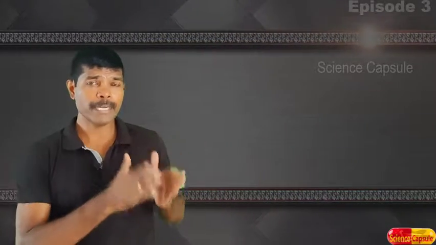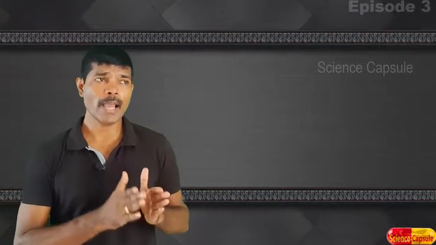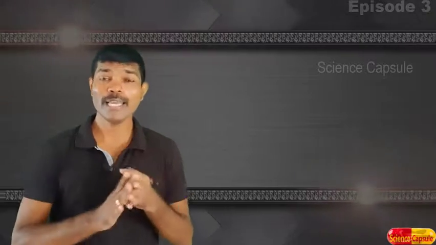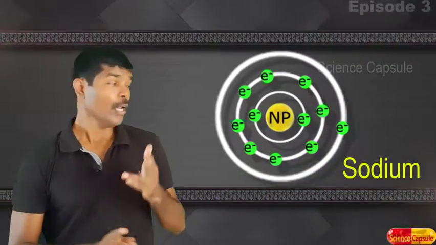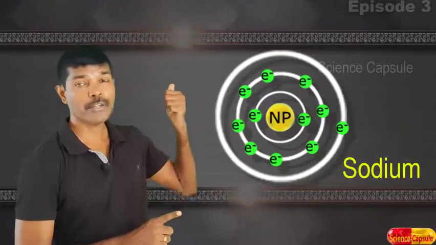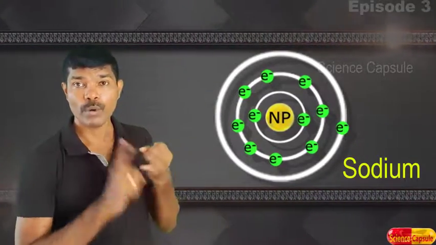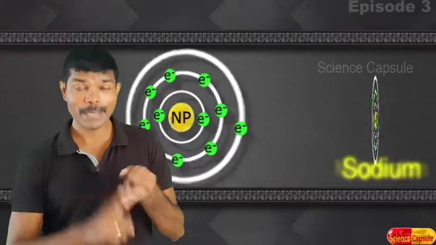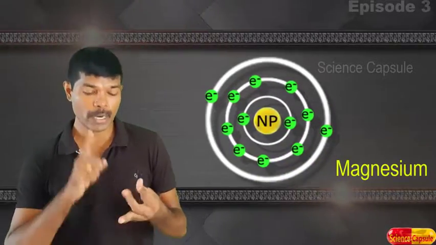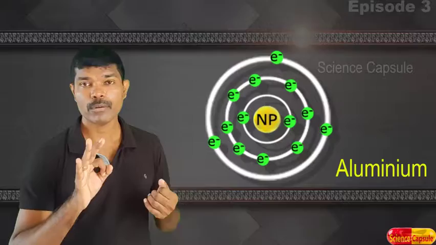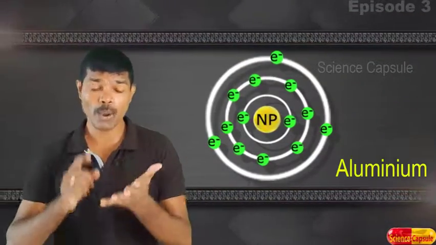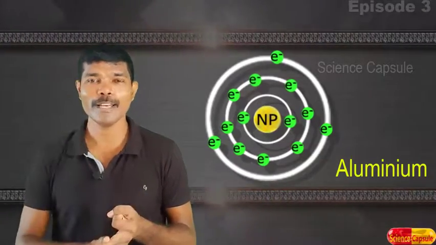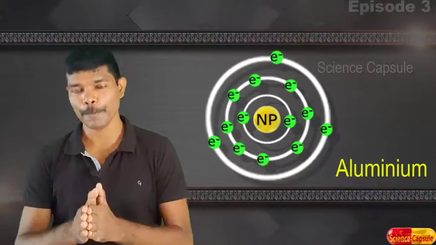Now if you see the metals, all the metals will have 1, 2 or 3 electrons in their outermost shell. Let us take some examples. Sodium is one element, aluminum is another metal. The electronic configuration of sodium has 1 electron in its valence shell. Magnesium has 2 electrons in its outermost shell. Aluminum has 3 electrons in its outermost shell. So altogether, all the metals will have 1, 2 or 3 electrons in their outermost shell.